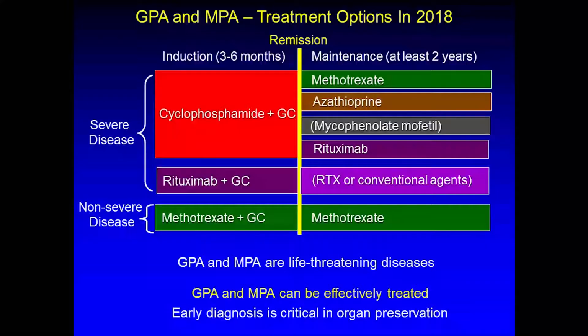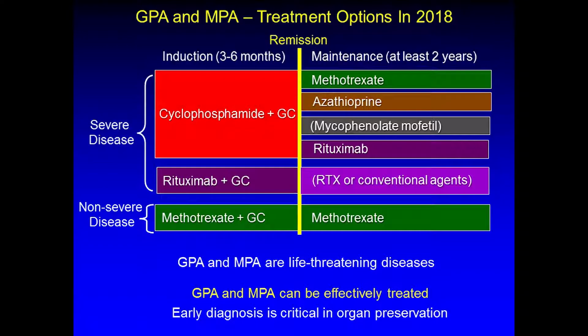Now in 2018, the good news is that we have a wide range of treatment options for these diseases. We can see that this is first stratified in terms of the severity of the disease, where patients who have active GPA or MPA, if there is severe involvement, have the options of cyclophosphamide or rituximab anti-CD20, while non-severe disease can be treated with methotrexate, all in combination with glucocorticoids.